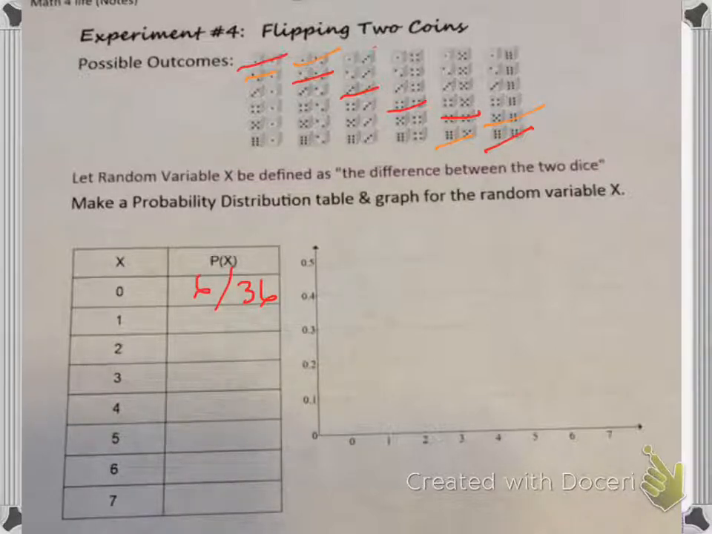Oh, here's a 5 and a 4. They will subtract to be 1. Here's a 5 and a 4. They will subtract to be 1. Here's a 3 and a 4. They subtract to be 1. A 2 and a 3 right here. They subtract to be 1. A 3 and a 2. And a 3 and a 4.